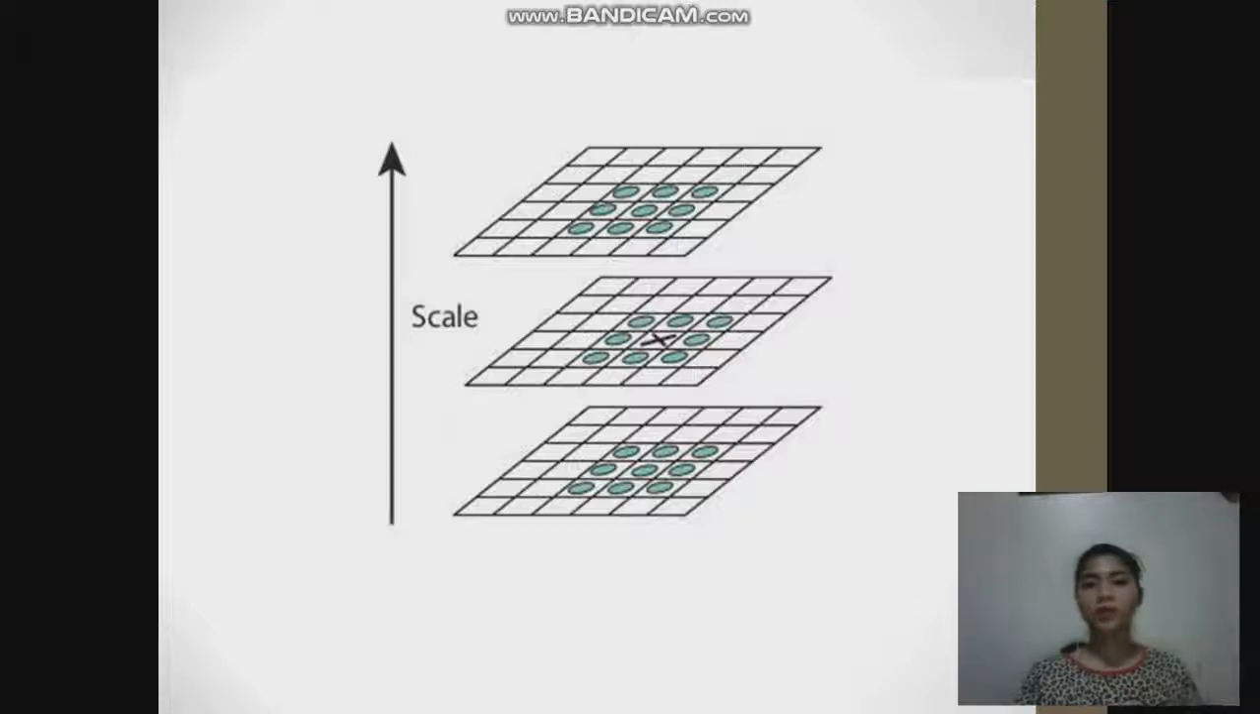So as you can see, the 9 pixels in the first, and then the previous is also 9 pixels, and then the neighbors show 8 neighbors.